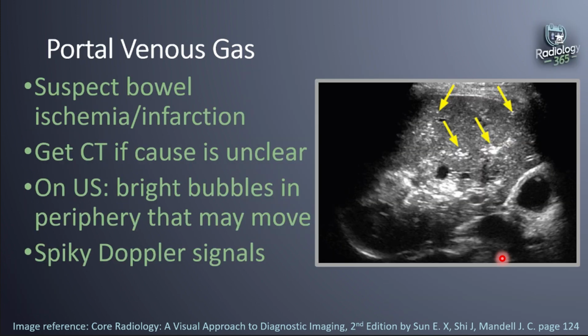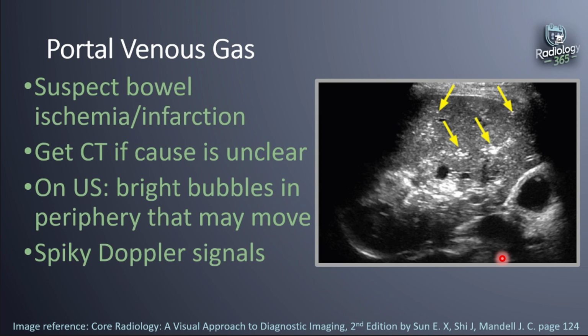If you see gas in the portal vein, think bowel ischemia or infarction until proven otherwise. It's a medical emergency, and CT is the next step if you are really not sure what the cause of this gas in the portal venous system is. On ultrasound, it looks like little bright bubbles that may move, and Doppler would show these intense spiky signals.